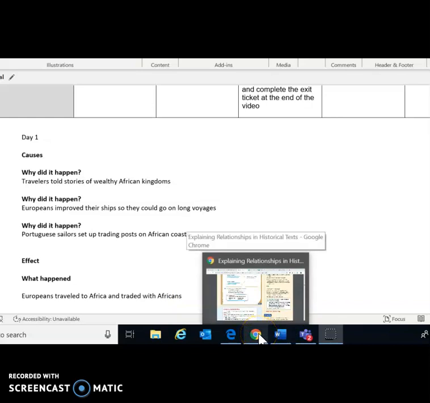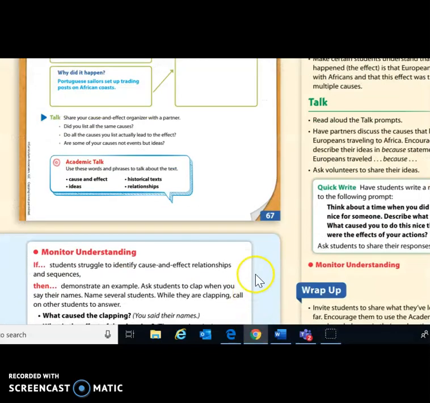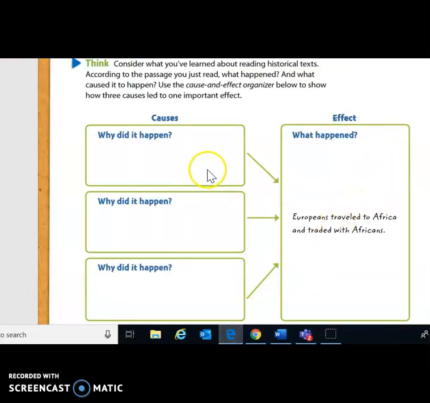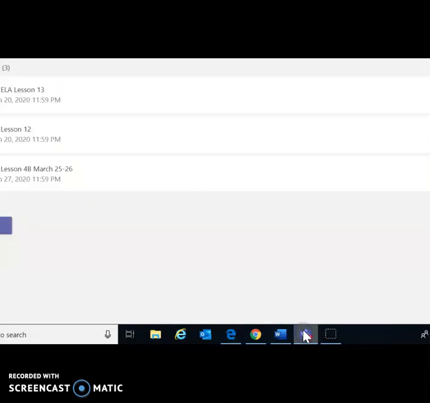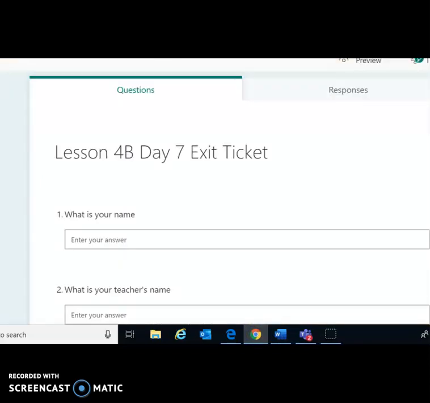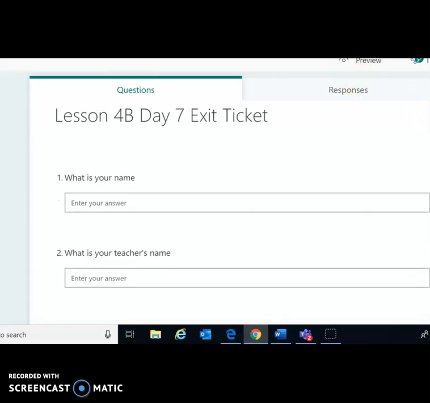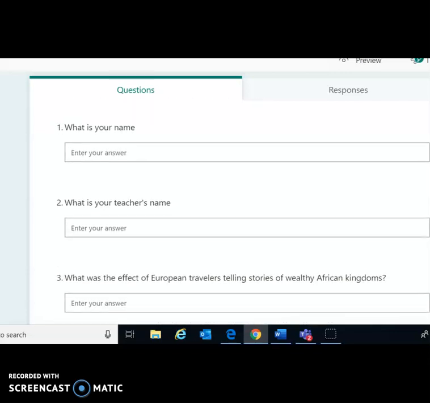All right, so if you don't have those things, you can add them to your graphic organizer now. Once you have completed the graphic organizer, we're going to go into our exit ticket for the day. So I'm going to go to my exit ticket right now. The first thing that you're going to do when you go through your exit ticket is put in your name. Then you're going to put in your teacher's name.